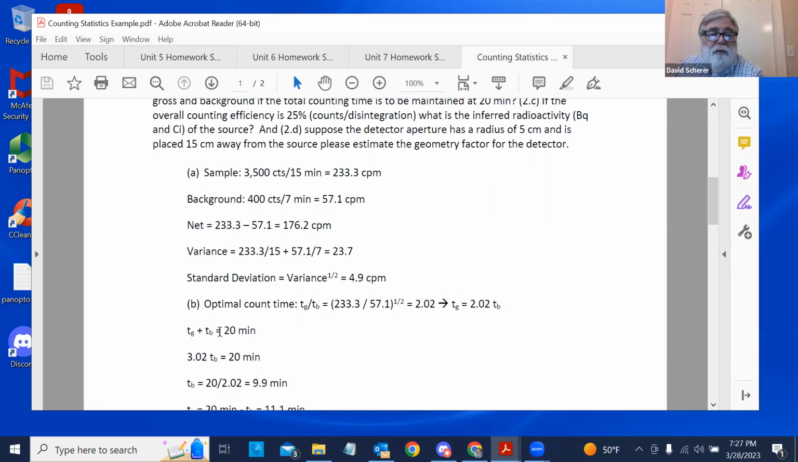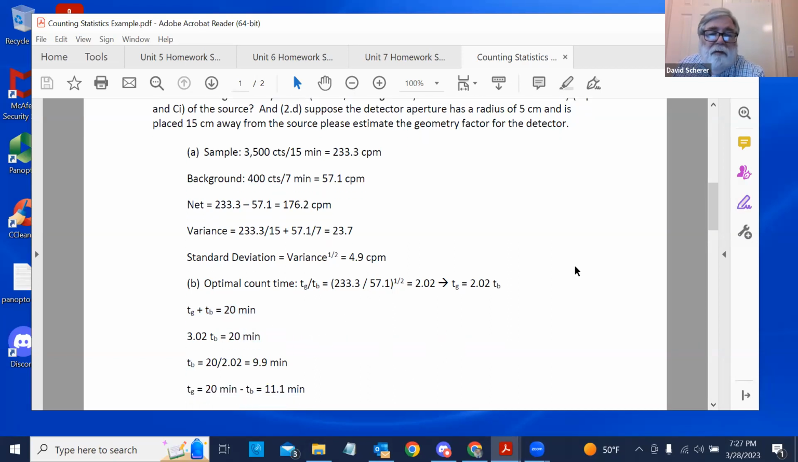So if the total is 20 minutes and the background rate is 2 times the sample counting rate, the sample counting time is twice the background counting time. Then the total of the sample counting time plus the background counting time is 3 times the background time. I just added this for TG plus TB. It came to 3.02 TB. Is this all clear? The math for this? And that's equal to 20 minutes.